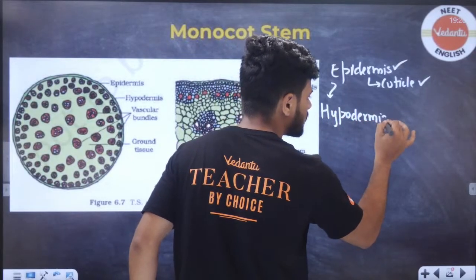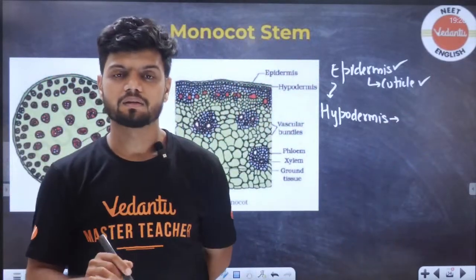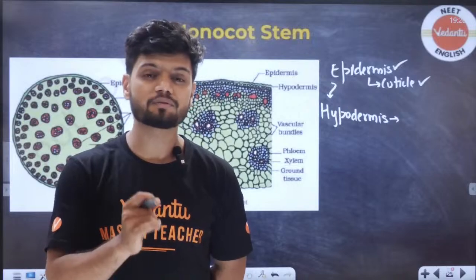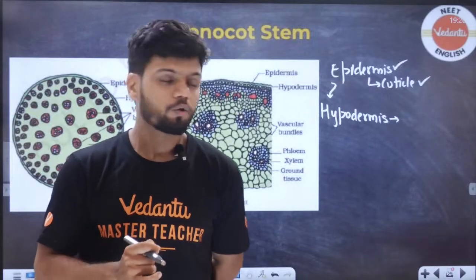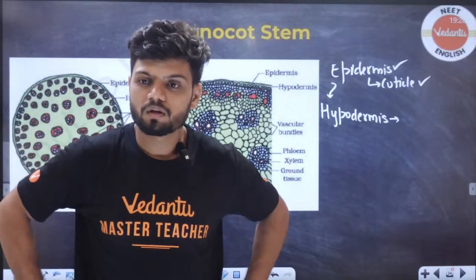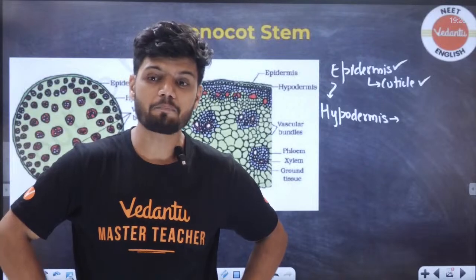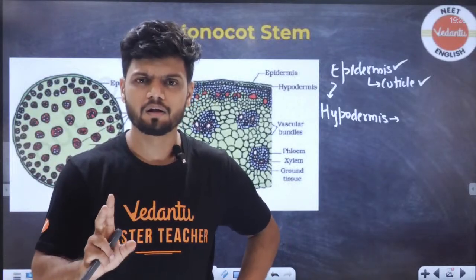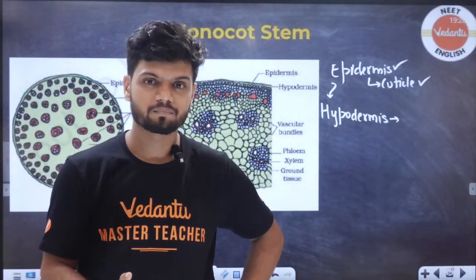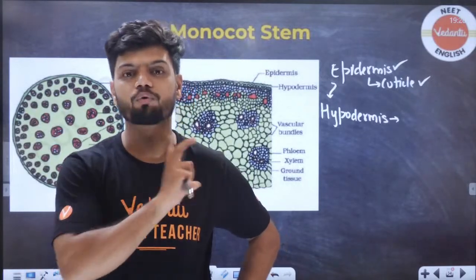All of you tell me, in the case of dicot stem, what was hypodermis made up of? In the case of dicot, hypodermis is made up of 𝐂𝐡𝐞𝐤. But students, if you remember, 𝐂𝐡𝐞𝐤 is completely absent in the case of monocots.